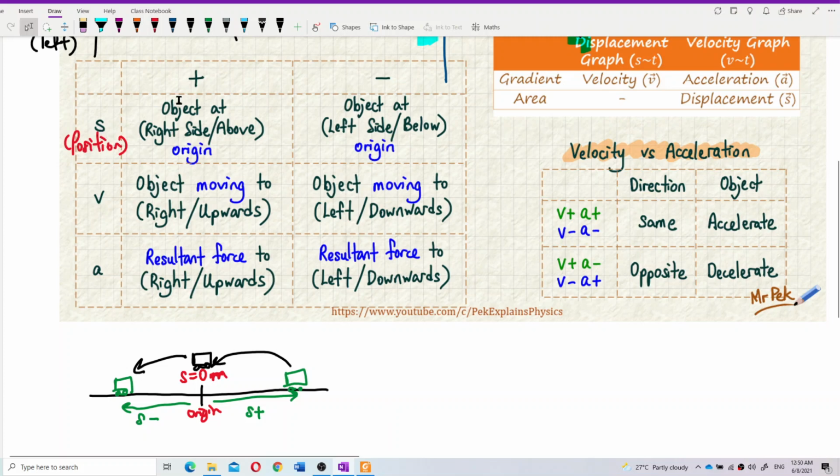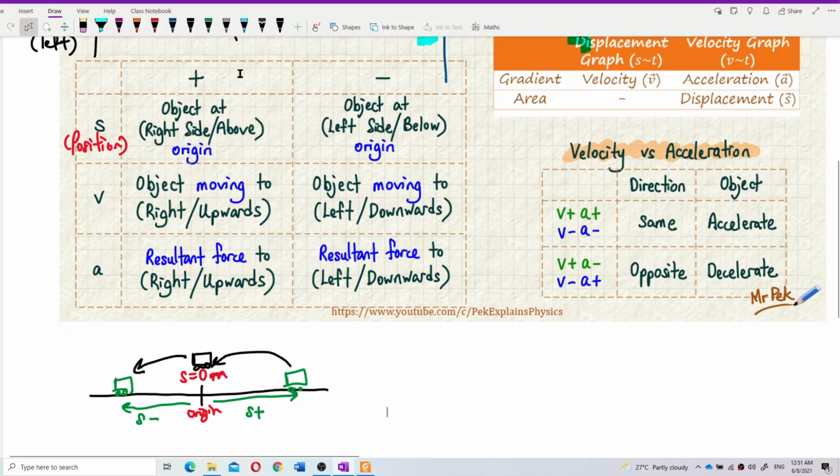So if we have a positive displacement, positive position, it means the object is at the right hand side of the origin. This is the origin. Negative displacement or negative position means the object is at the left hand side of the origin. So it's more to the position.